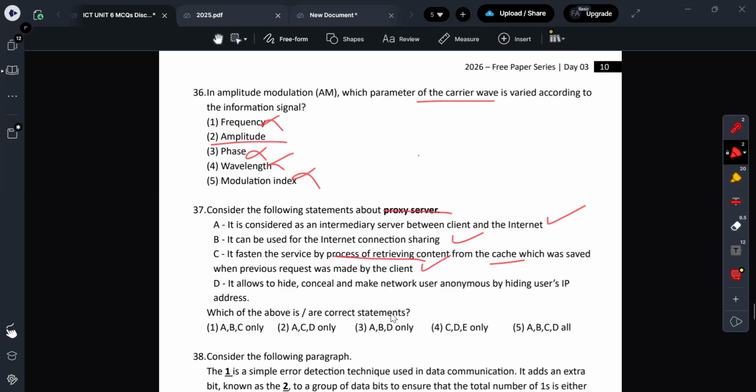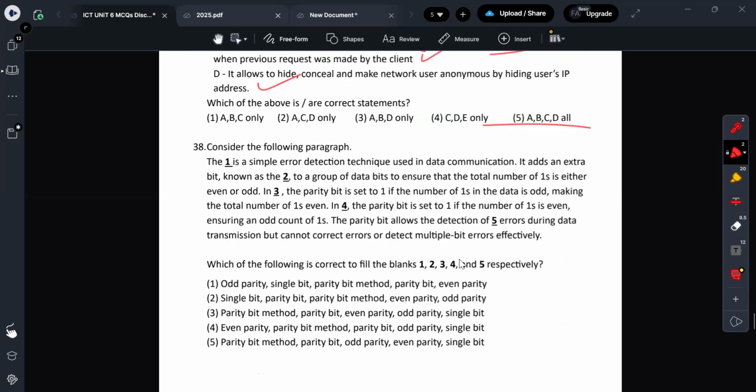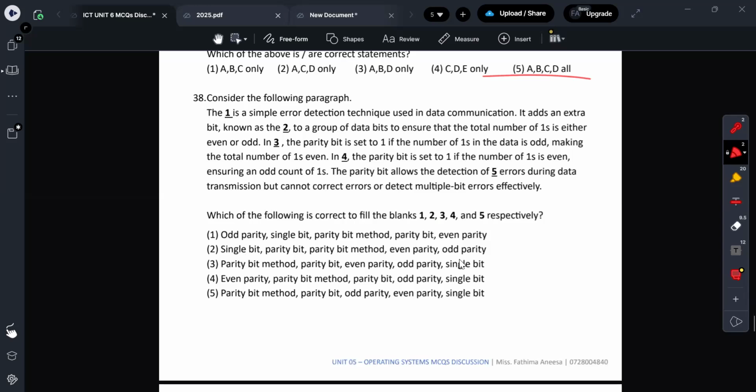It's also about proxy server. It allows you to hide, conceal, make internet use anonymous. Answer is all. So what does it do? It masks the client's real IP address, enhancing the privacy. Clear, no? All good.